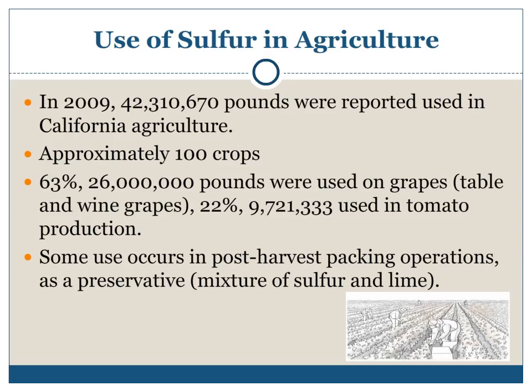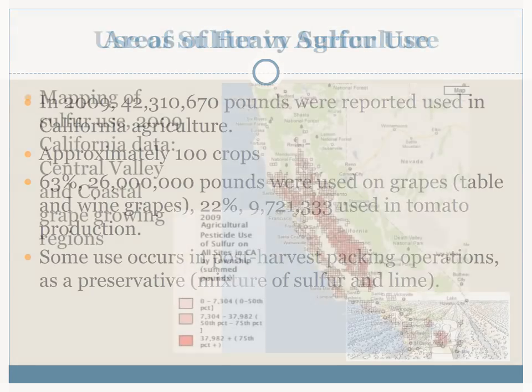Use of sulfur in agriculture. In 2009, 42,310,670 pounds were reported used in California agriculture, approximately 100 crops. 63%, 26 million pounds, were used on grapes. 22%, 9,721,333 pounds, were used in tomato production. Some use occurs in post-harvest packing operations as a preservative.